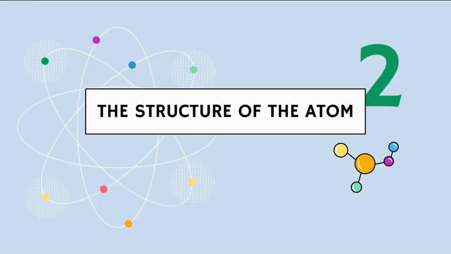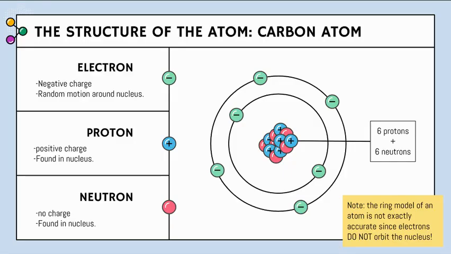The structure of an atom. All atoms are made of protons, neutrons, and electrons. Let's take the carbon atom for example. In the carbon atom, there are 6 protons, 6 neutrons, and in its neutral state, 6 electrons.